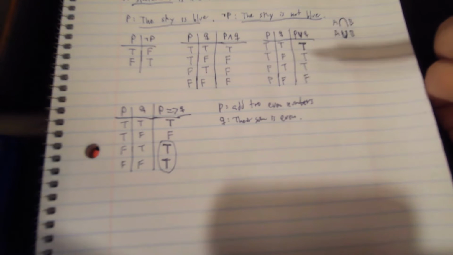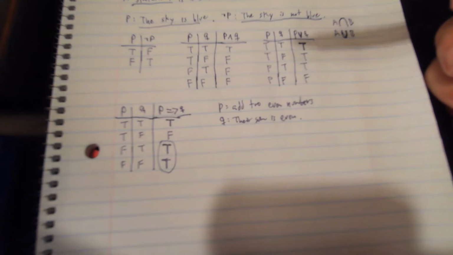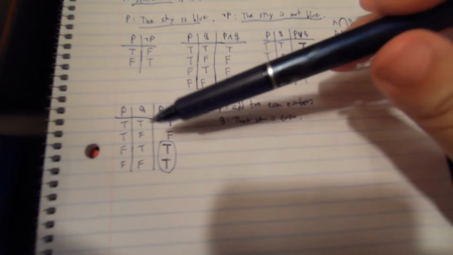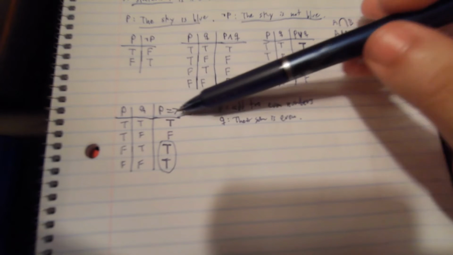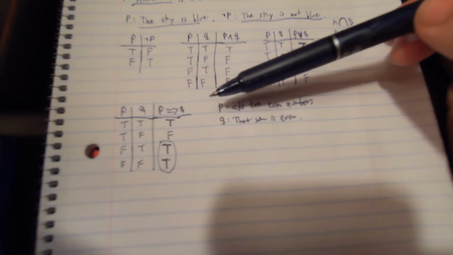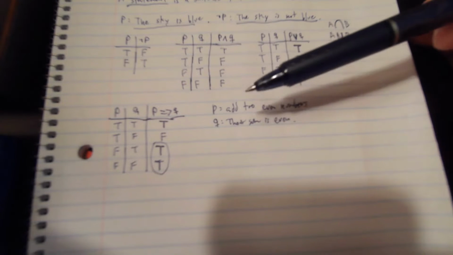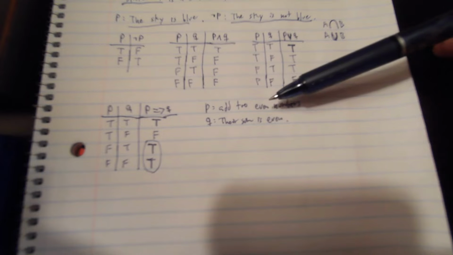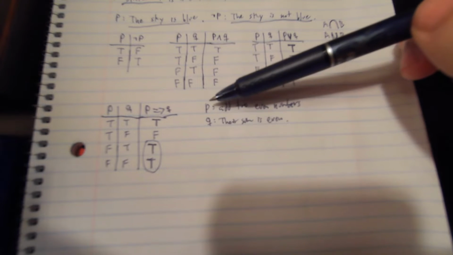Now there's P implies Q, but it's not always the case that just because P implies Q, Q implies P. Like I said, the statement says that if you add two even numbers, then their sum is even. What would the statement "if Q then P" be?